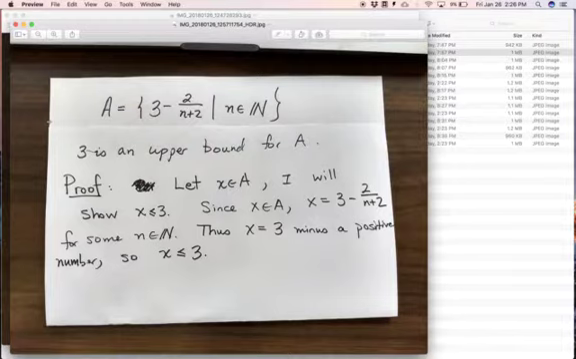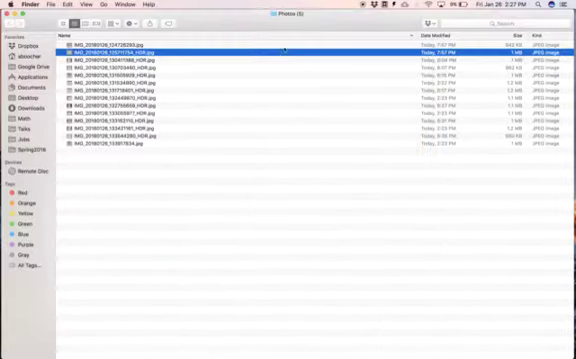And I've shown you a way that I might write that. I might write, let x be an element of A, I will show that x is less than or equal to 3. So since x is in A, I have a description of it. I know that it's 3 minus 2 over n plus 2 for some natural number. And that means that x is 3 minus some positive number. So that means that x is less than or equal to 3. You might find your own way of writing this part of a proof, and you might want to send it to me and let me know if you have questions about it. So we've successfully shown that 3 is an upper bound for the set A.